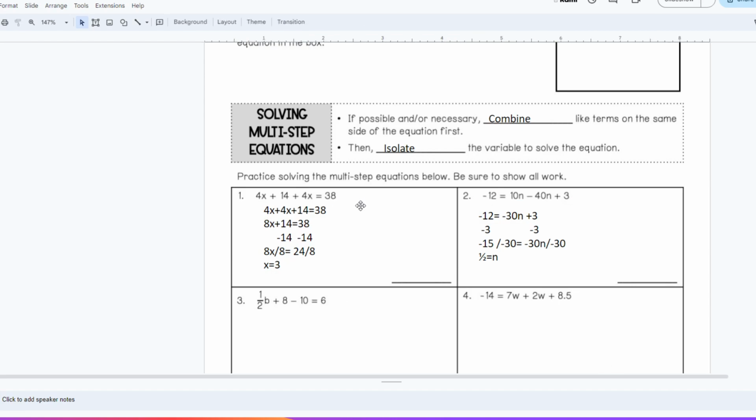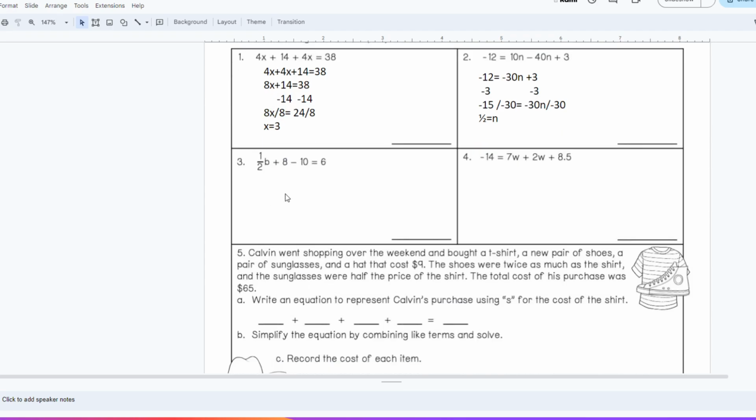Perfect. Remember, you can always check yourself by plugging in the 1/2 for the n and seeing if this value comes out to be true. So in this case, we get 5 and 20. 5 minus 20 is negative 15. Negative 15 plus 3 is negative 12, so we know we're correct.